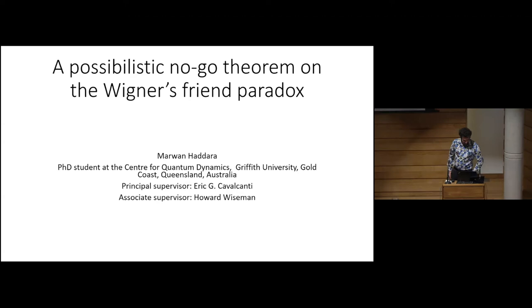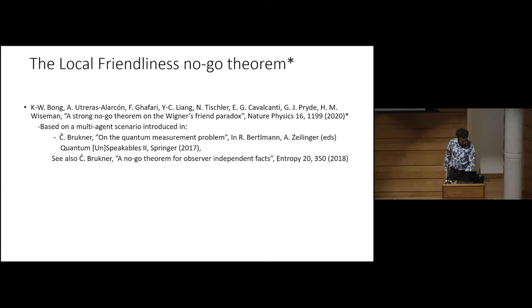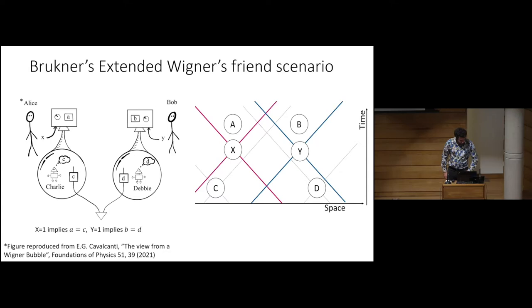So today I'm going to present to you some of our recent work, which is directly related to this local friendliness no-go theorem, which was published a few years ago. It considers this type of extended Wigner's friend scenario illustrated on the left, where there's a source sending systems to two observers, Charlie and Debbie. Charlie and Debbie make some measurement and record outcomes C and D.